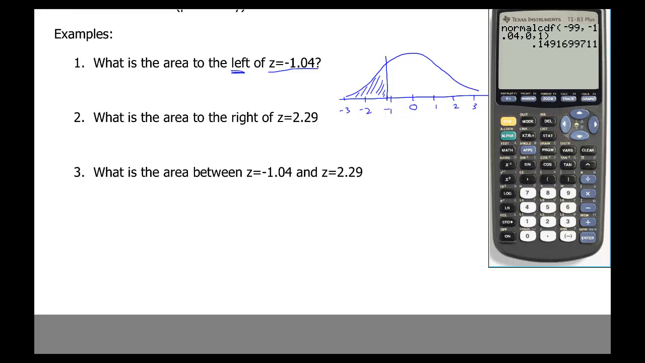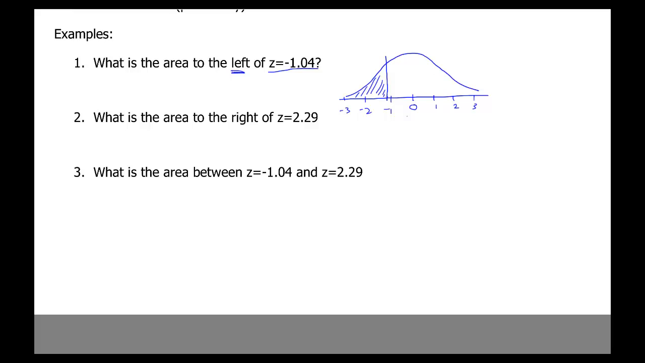So 0.1492. I want you to keep 4 decimal places on your areas or probabilities. So always round that last digit. So 0.1492. And remember, that is this shaded area.